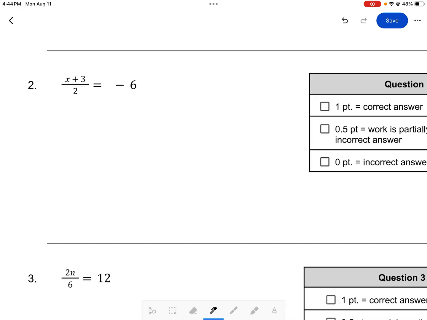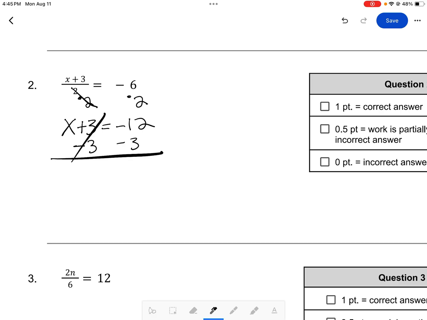Moving down to number two, x plus 3 over 2 equals negative 6. I'm going to do the same thing I did last time. I'm going to multiply both sides of my equation by 2 to get rid of the fraction. I'm left with x plus 3 equals negative 6 times 2, which is negative 12. Now this is just a basic one-step equation. I can go ahead and do the opposite. I'm going to subtract 3 on both sides of my equation. The 3's cancel. Negative 12 minus 3 gives me negative 15.